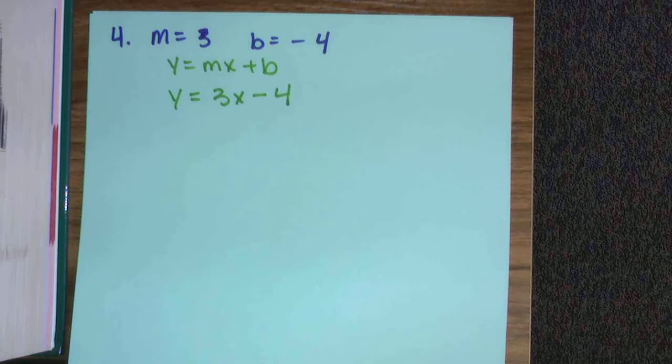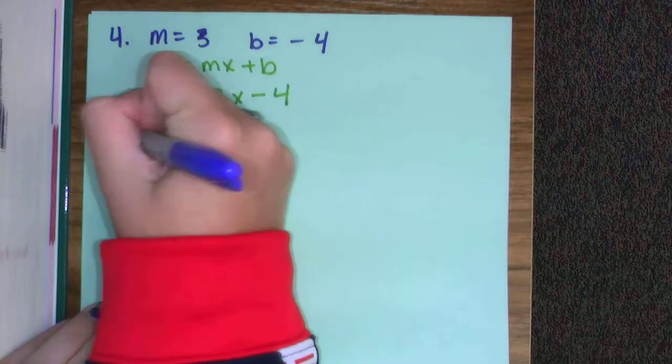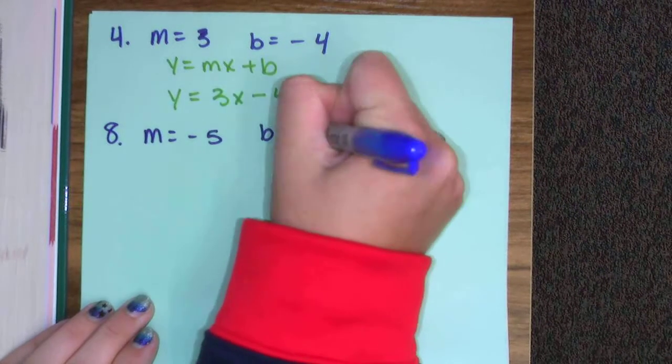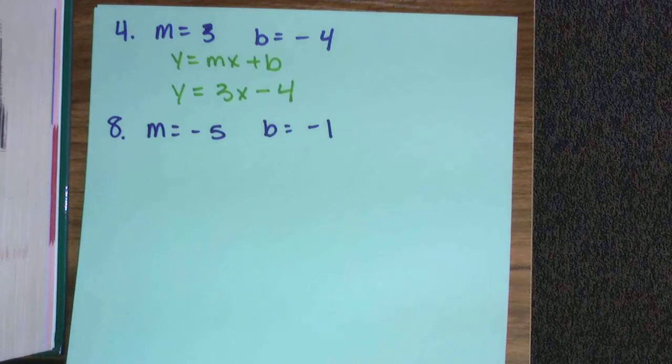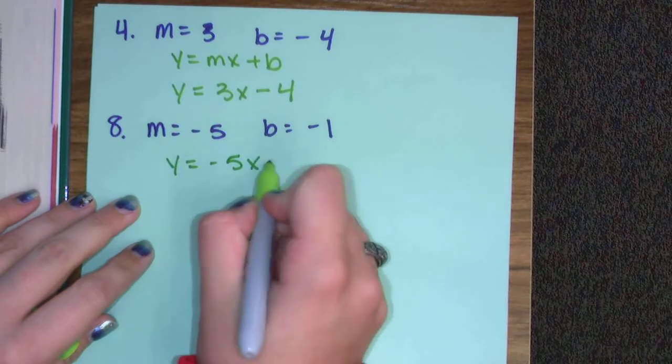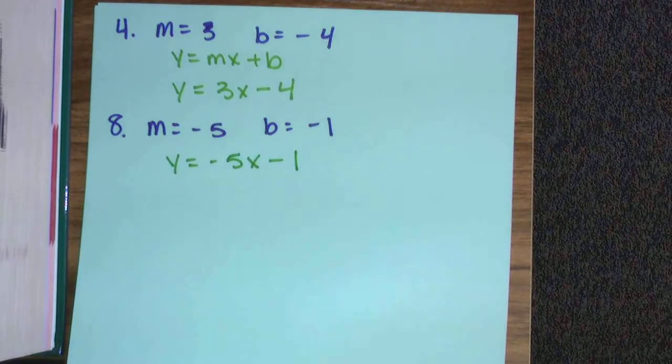Nope, no twist to these ones. We'll do one more. M is negative 5, b is negative 1. So what would this one be? Y equals negative 5x minus 1. Alright, so that's slope-intercept form. We feel okay with those?